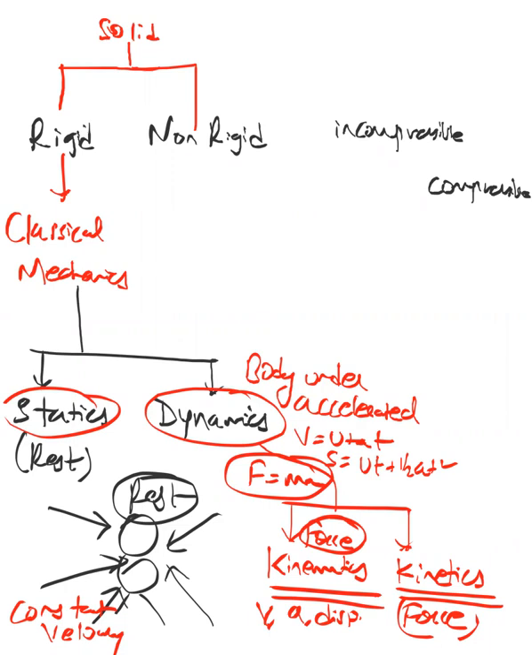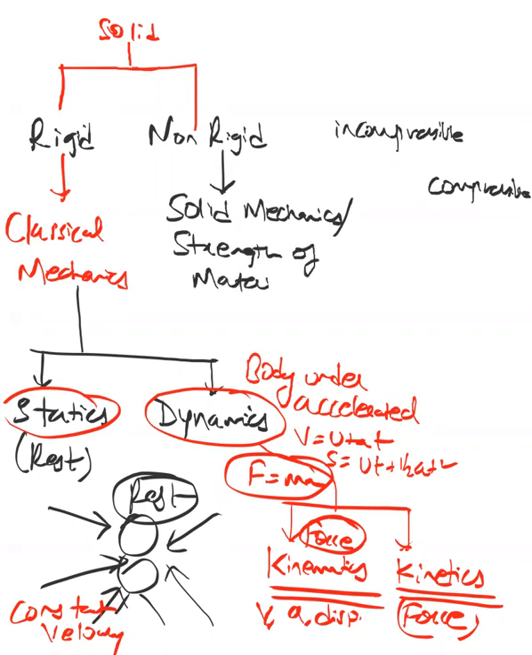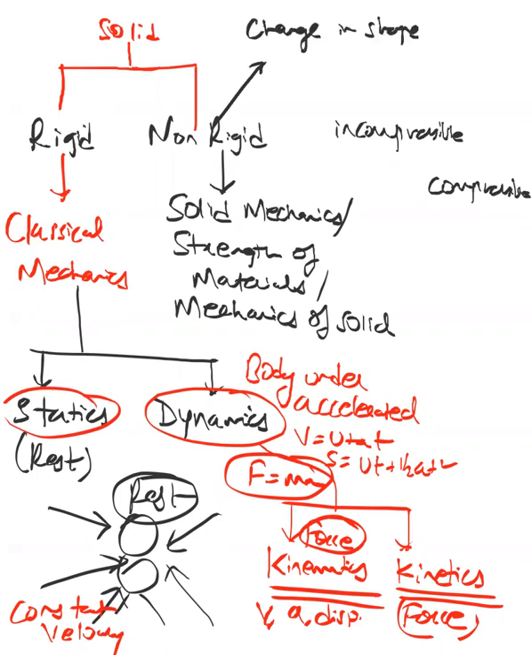Then for the non-rigid body, there is another subject called solid mechanics. Another name for this subject is strength of materials. So many names are there for the same subject. Sometimes it is also called mechanics of solids. All are the same. When we study the non-rigid body, we are bothered about the change in the shape and the size of the body, when you apply an external force on the body, how the body shape will change.